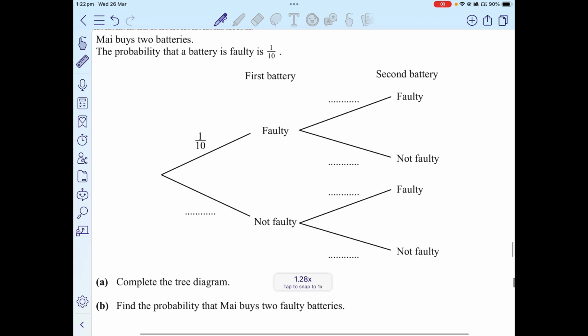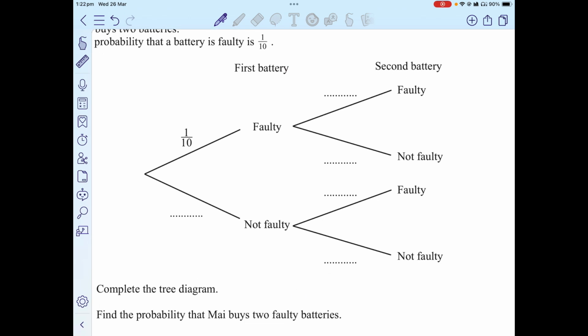Maya buys 2 batteries. The probability that a battery is faulty is 1 over 10. Now, first things first. If the probability that a battery is faulty is 1 over 10, the probability that it's not faulty is basically 9 over 10, because 9 plus 1 would be 10. So in one branch, the probabilities should add up to 1. Okay. Now again, the probability that a battery is faulty is 1 over 10 over here, and not faulty is 9 over 10. Again, here also the probability it is faulty is 1 over 10, and not faulty is 9 over 10. Okay. Then it says find the probability that Maya buys 2 faulty batteries.